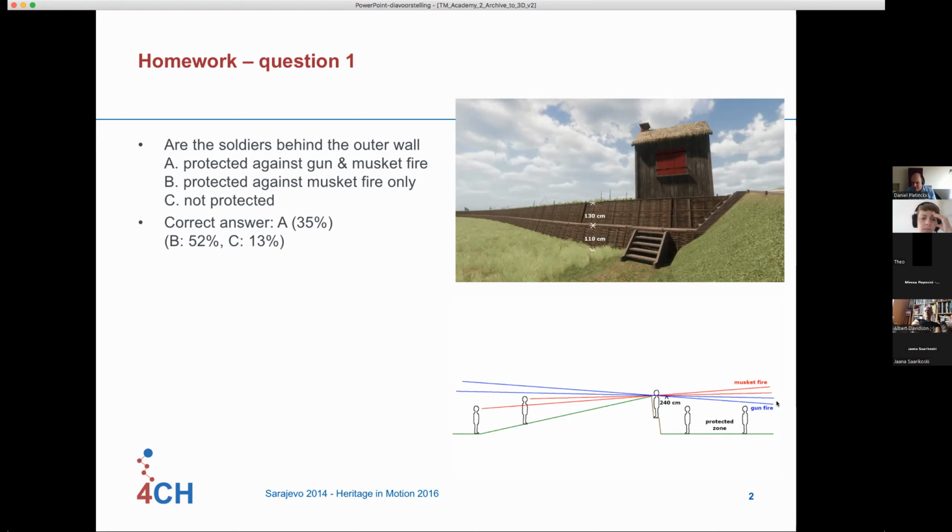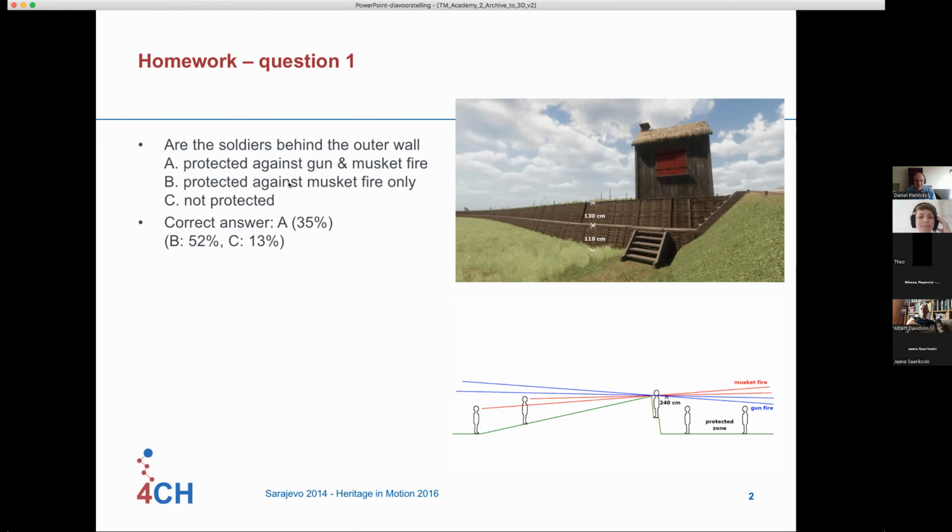So that means, in fact, if you draw that in a sketch, then you see that you have really a protected zone where you can walk, where you can distribute your soldiers, where you can organize yourself, etc. So this is called the protected walkway. So that's indeed only 1/3 of the persons got that right.